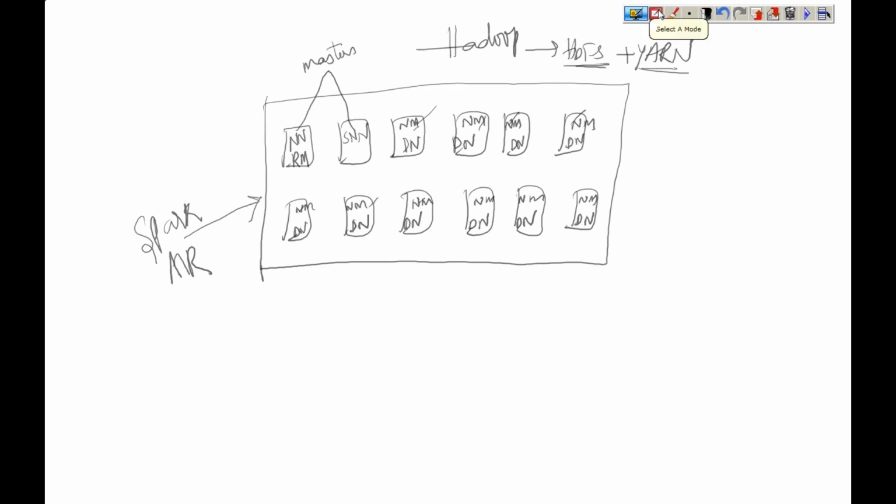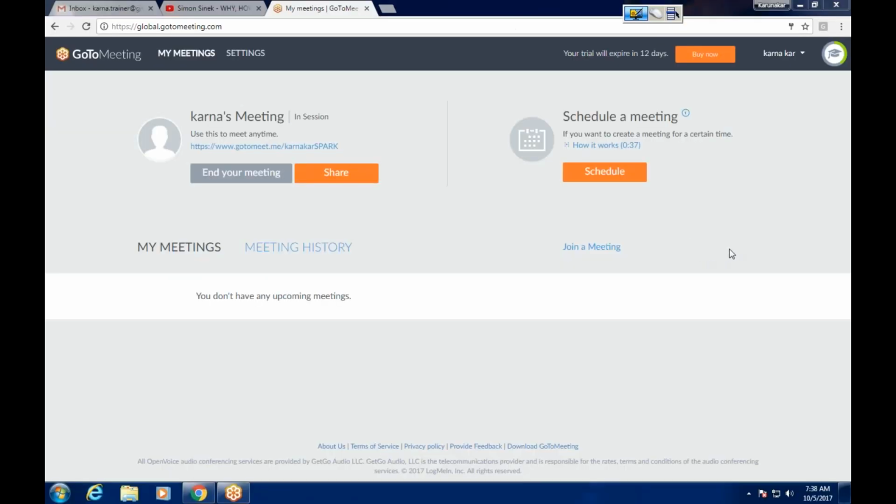Any questions? MapReduce and Spark are using the same yarn. Yes, same yarn. They use the same yarn. So the same cluster can be used to run MapReduce applications as well as Spark applications.